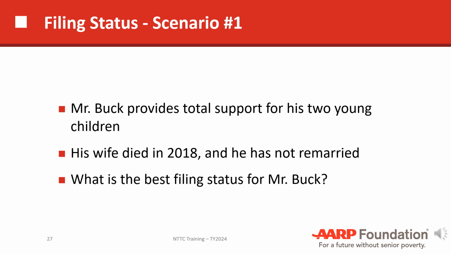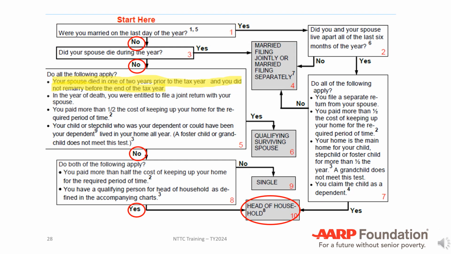So if we go to the next slide. This is the qualifying relative resource tool, page 8, the absolute last page of the resource tool. You can see here that it's basically a flow chart that you would go through to come up with the final resolution for what the filing status should be for Mr. Buck. So let's start at the top. Were you married on the last day of the year? And the answer to that is no, because his spouse died in 2018.